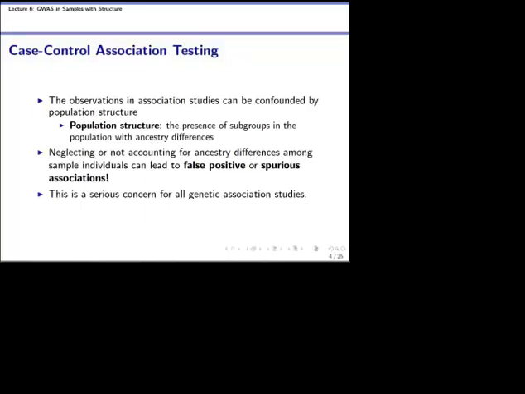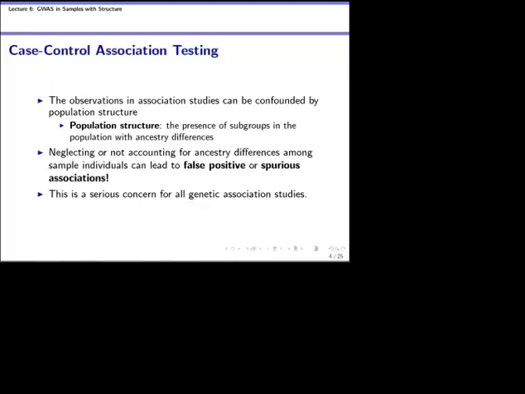Okay. So the observations in associations can be confounded by population structure. I mentioned one example of that, for example, in the Finland slide from the previous lecture. So population structure is just the presence of subgroups in the population with ancestry differences, and we talked about approaches that are available for identifying population structure. And principal components analysis is by far the most used approach to identify population structure. So if you do have samples with population structure, if you fail to account for it, you could have false positives or spurious association. So that's always a concern in genetic association studies.